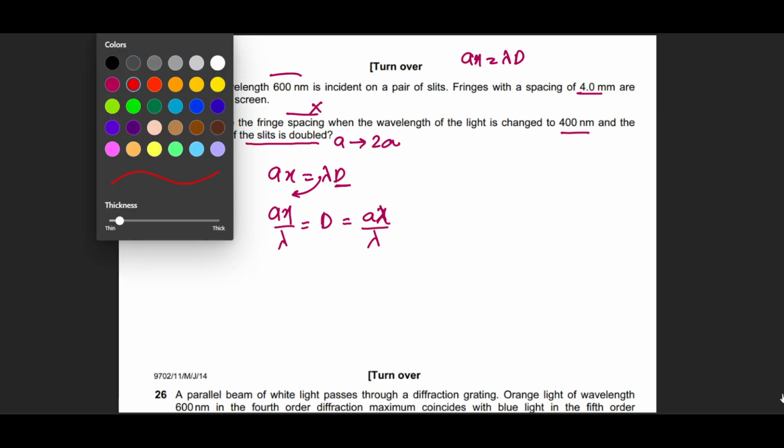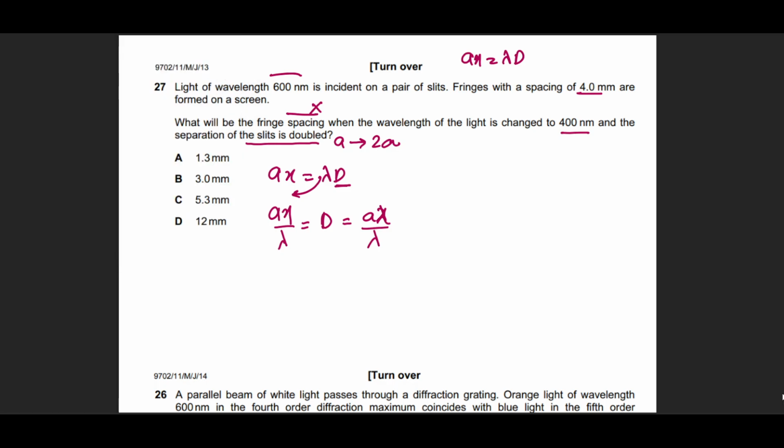So let's replace the values for both situations. Over there, the D will also be the subject, so A will be left as it is. X was 4 millimeters as given in the question, and the original situation had 600 nanometers. Let's not convert the prefixes right now. Let's focus on the variables. This is what we want to find out in the new situation, divided by the new wavelength, which is 400.